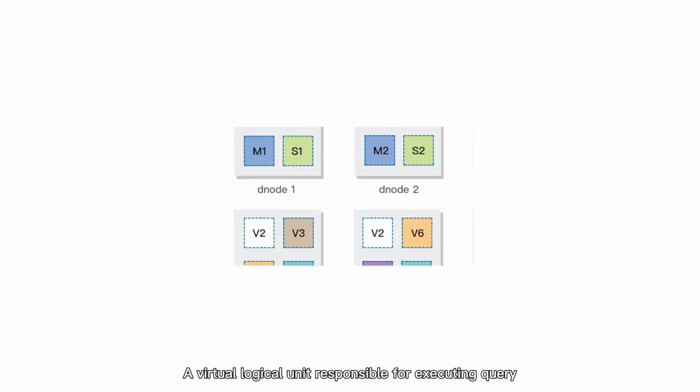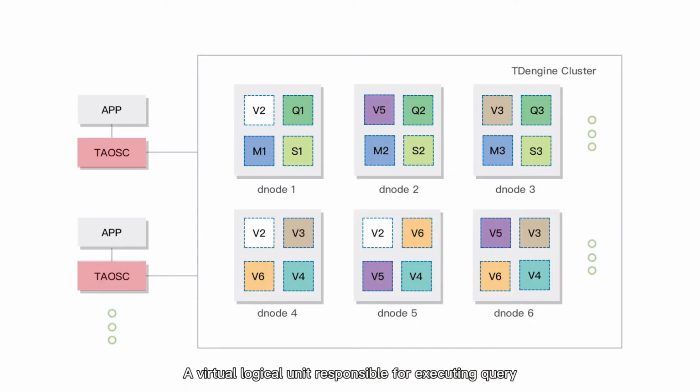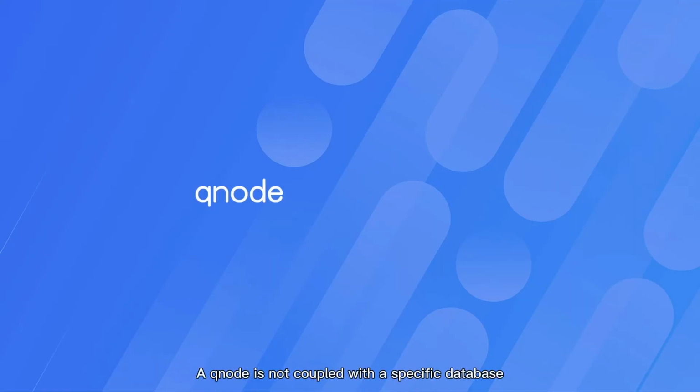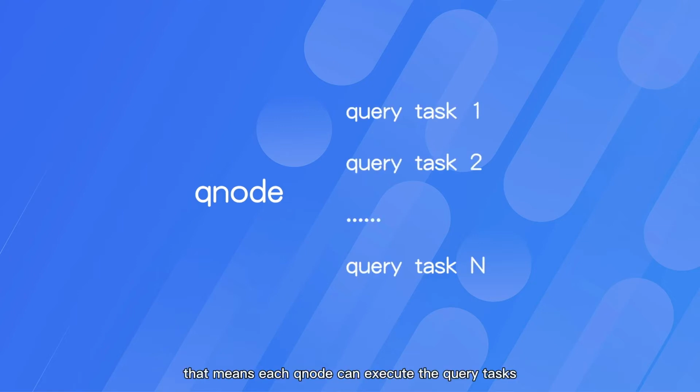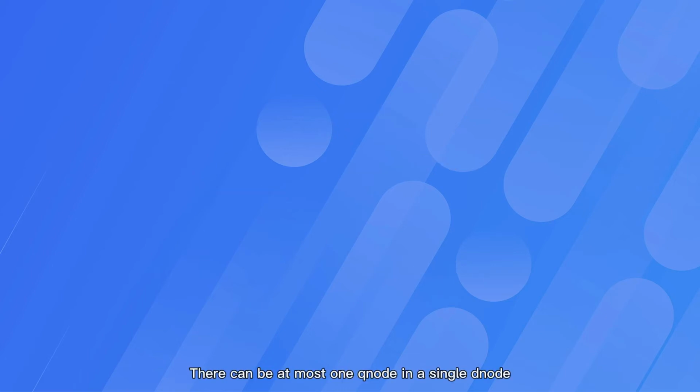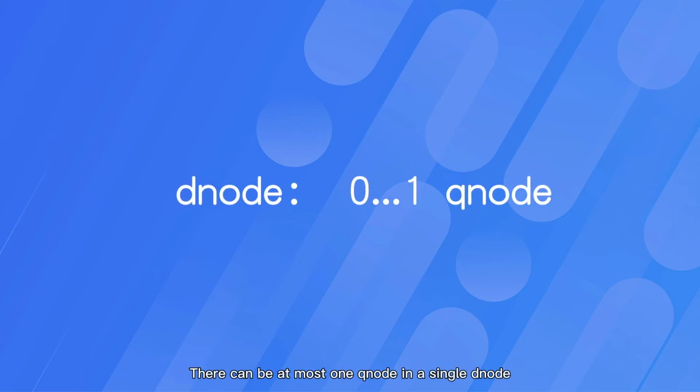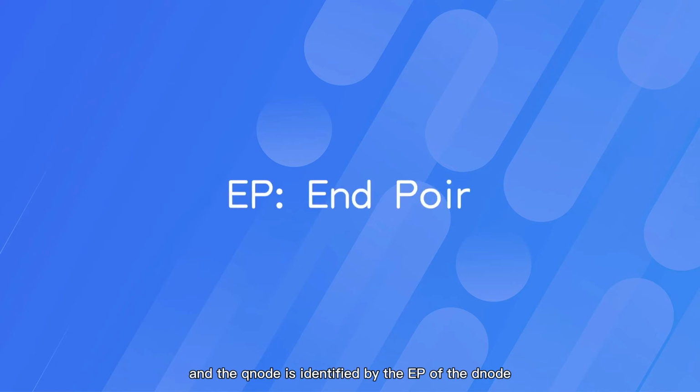consistent way. Computation node. A virtual logical unit responsible for executing query and computing tasks, including the show commands based on system built-in tables. There can be multiple qnodes configured in a TDengine cluster to share the query and computing tasks. A qnode is not coupled with a specific database. That means each qnode can execute the query tasks for multiple databases in parallel. There can be at most one qnode in a single dnode, and the qnode is identified by the EP of the dnode.